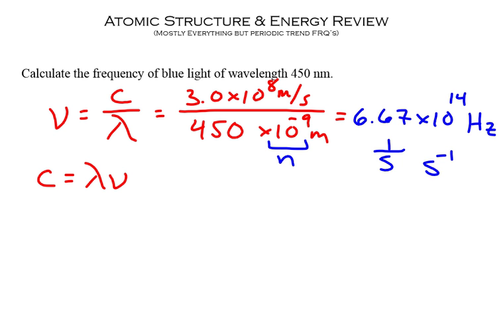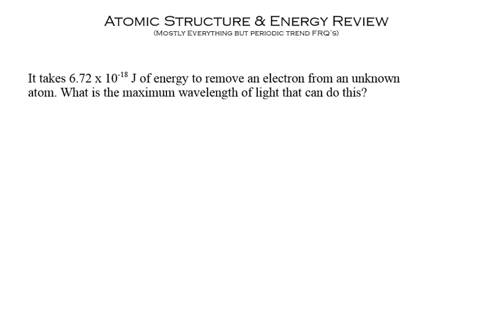Can you execute it? There will be some that are very straightforward and pretty easy, and ones that are a little more complicated, like this one. The wording can be confusing. It says it takes 6.72 times 10 to the negative 18 joules of energy to remove an electron from an unknown atom. What is the maximum wavelength of light that can do this?